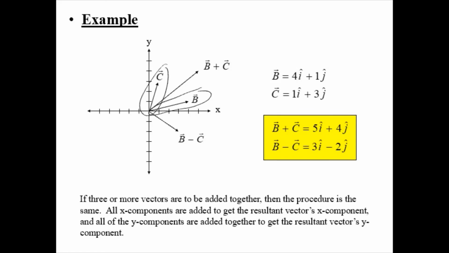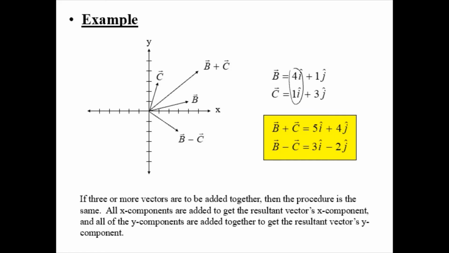Those are the vectors that somebody gave us. Vector b, if you notice, is 4 units i plus 1 unit j, and vector c is 1 unit i plus 3 units j. Those are the vectors, and they're sketched in here, c and b. Now, if I go to add vector b and vector c, what do I do?